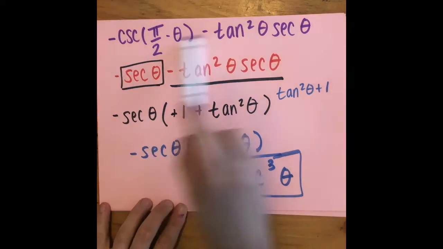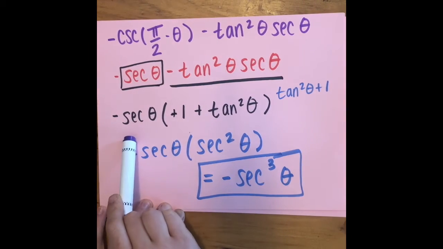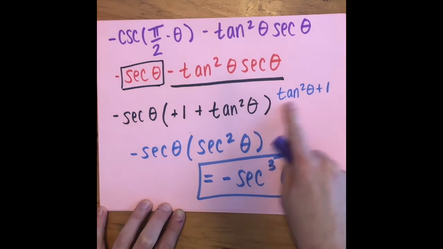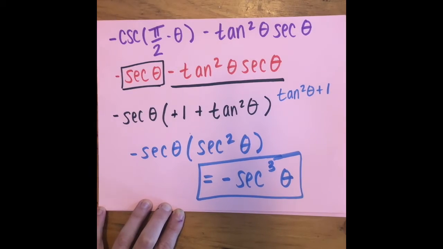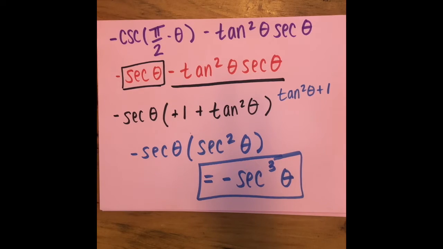So we start with our whole thing. We recognize that this is our cofunction, so we get negative secant theta. We factor out the negative secant theta, and we get 1 plus tan squared theta. Recognizing that this is really just tan squared plus 1, which is secant squared. And then we multiply and we get negative secant to the third power of theta. So we used all of our identities, the cofunction, the Pythagorean, and our reciprocals, in order to rewrite our functions. Awesome. Where to next?